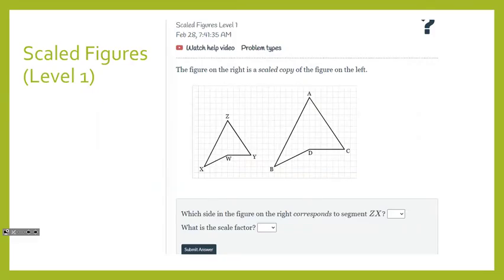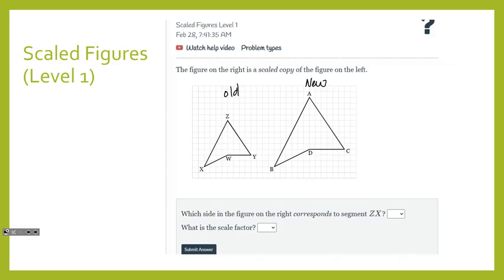Okay, let's take a look at this one. We've got two similar figures. One is a scaled copy, so the figure on the right is a copy. So this is our new, this is our old. So it looks like we went from smaller to larger. That means our scale factor's got to be bigger, right? Bigger than what we've got here.